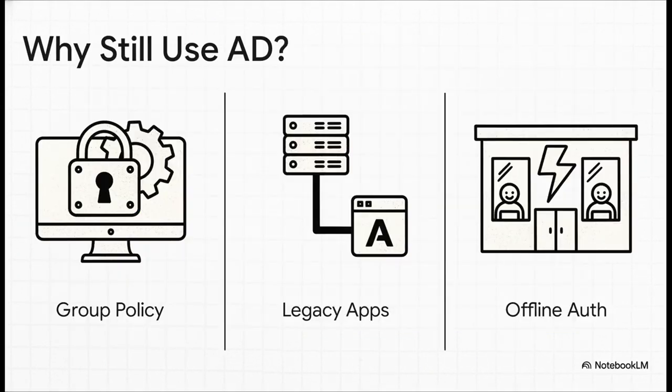So why keep that old king around? Well, there are three really big reasons. First, that super detailed granular control you get with group policy is still the best way to really lock down Windows computers. Second, a lot of older but still critical business apps were built to only speak the language of AD. And third, if your office's internet connection goes down, AD can still log people in locally. That's a huge deal for some businesses.